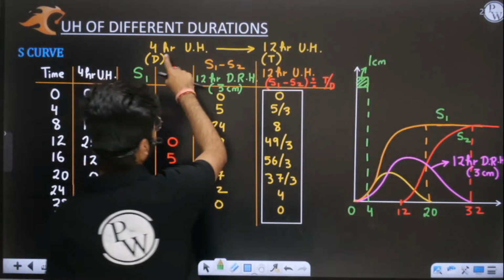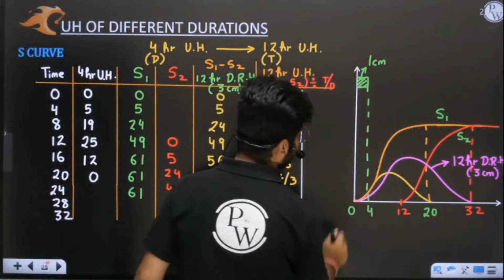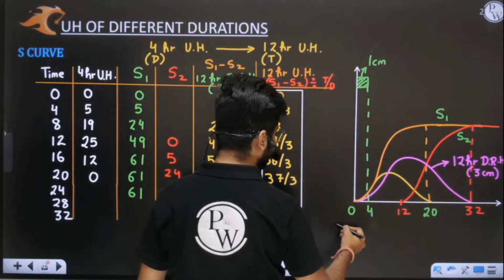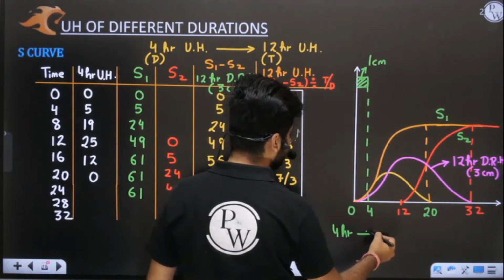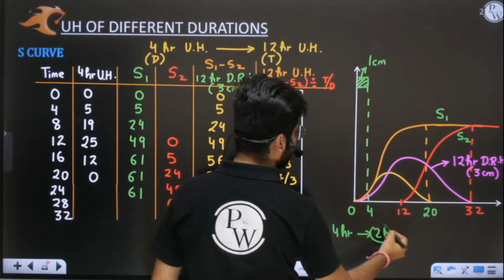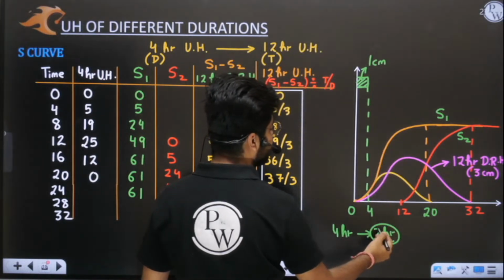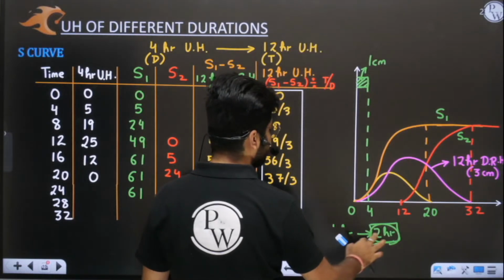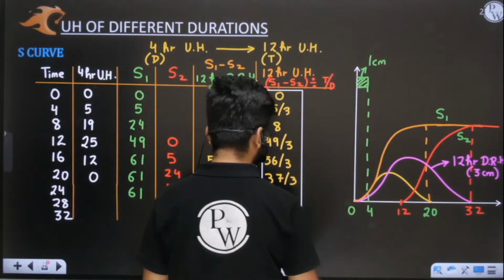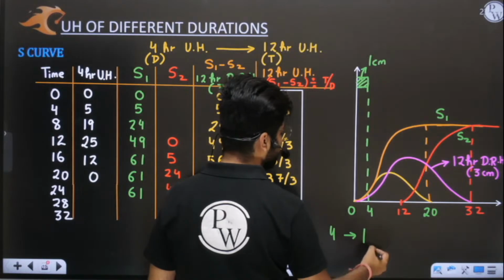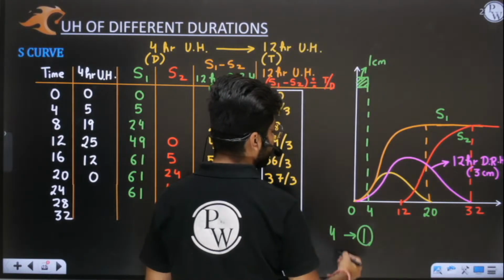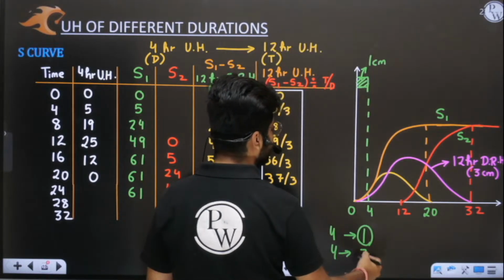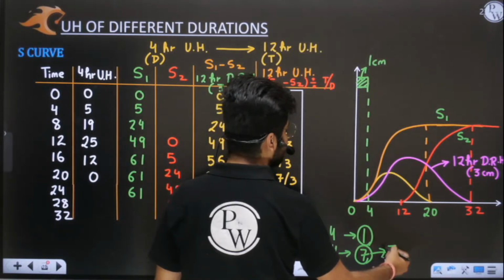So if you want to convert 4R into 12R, you shift by 12R. If you want to convert 4R into a smaller duration like 2R, you will shift this S curve only by 2R. If you want to convert 4R into 1R, you will shift this S curve only by 1R. If you want to convert this 4R into 7R, you will shift this S curve by 7R.